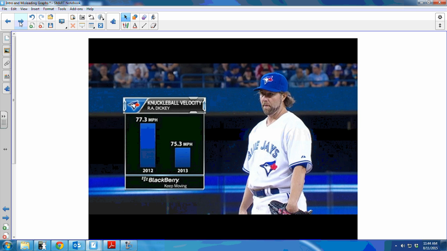Here is a bar graph about knuckleball velocity, 2012 versus 2013. But if you notice the miles per hour, you have 77.3 and 75.3. There's only a difference of 2 miles per hour, but it looks like this guy sucks now, right?